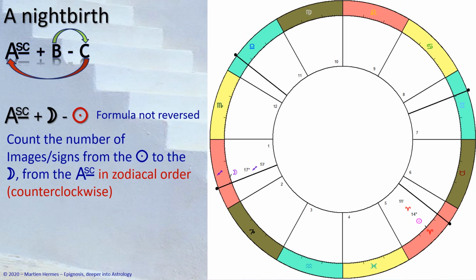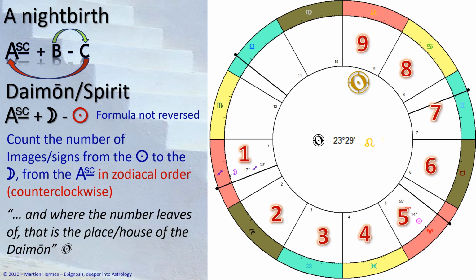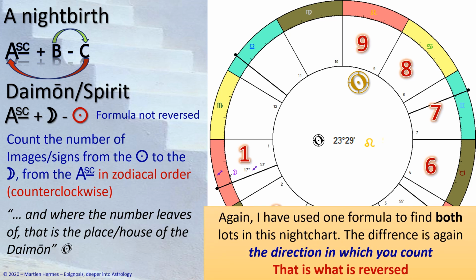So I'm going to do the next step in this calculation. I again use the formula for fortune by day, and I do not reverse it, the formula that is, but now I count the number of images going from the sun to the moon in the zodiacal order, which is counterclockwise. So that is like this. And again, my calculations in the software say that the lot of the daimon is now found in the 24th degree of the lion. And that's actually the location of the daimon, the spirit. And again, please see that I have used one formula to find both lots in this night chart. So the difference again is the direction in which you count. So that is what is reversed, not the order of the planets.